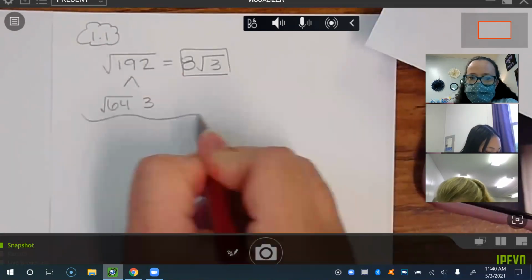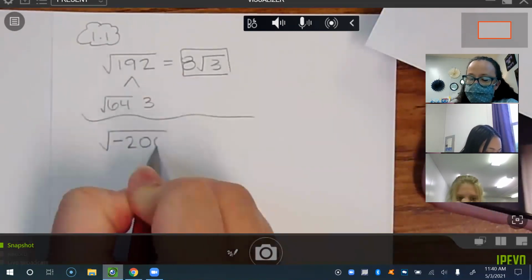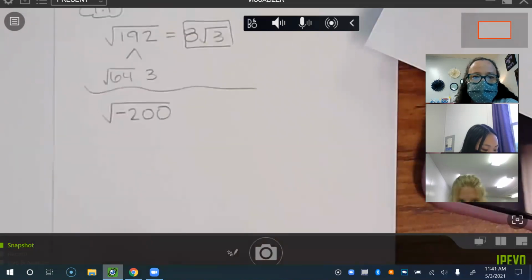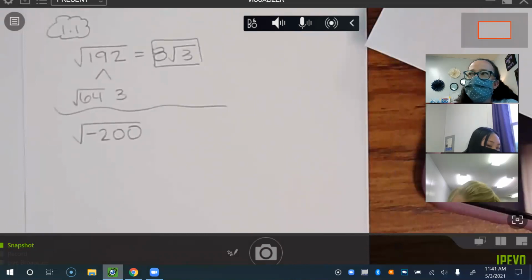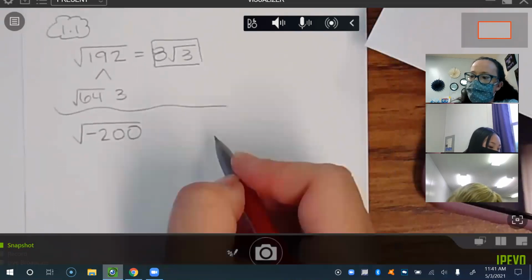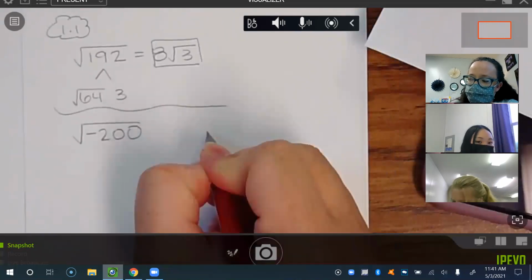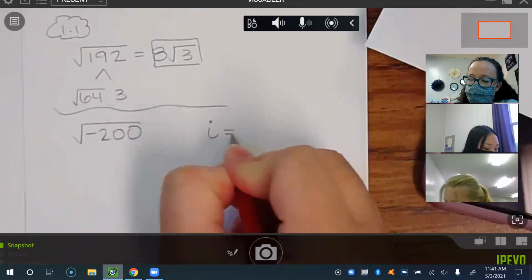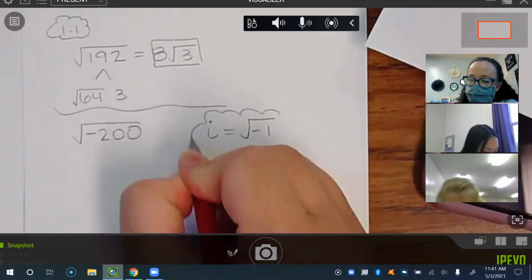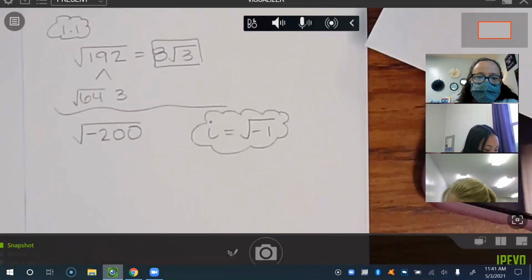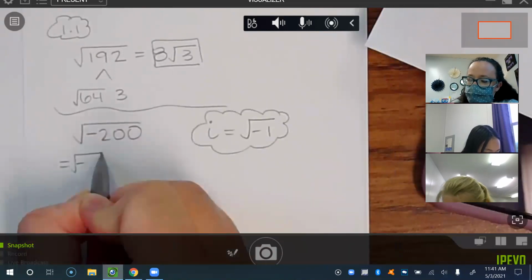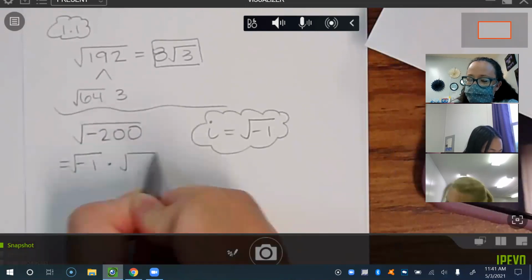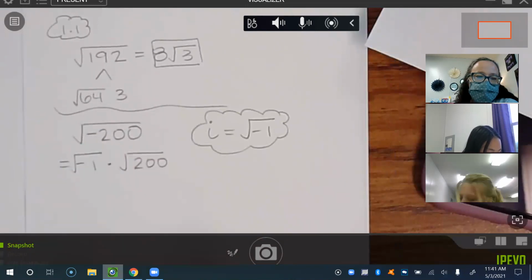Okay, now what about this? I have the square root of negative 200. Now remember, on one of your note cards, you're going to see this. i is equal to the square root of negative 1. So this is really written as the square root of negative 1 times the square root of 200. And what is the square root of negative 1?